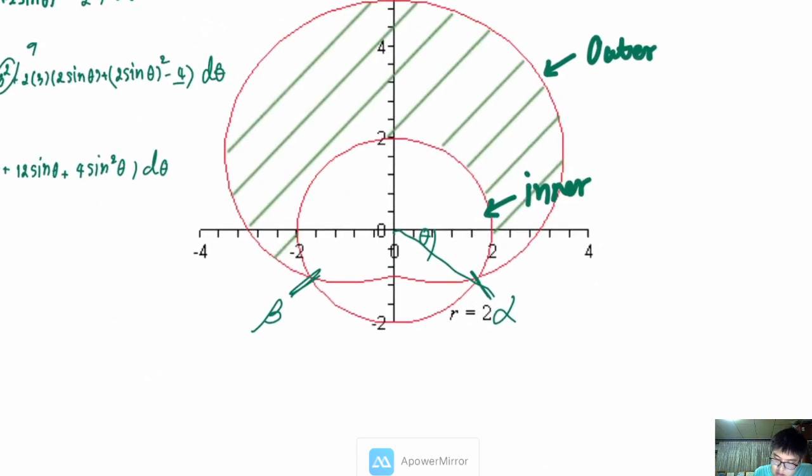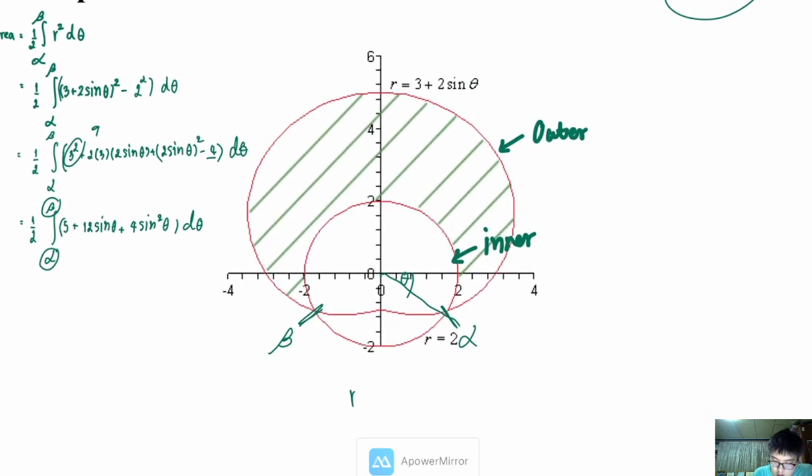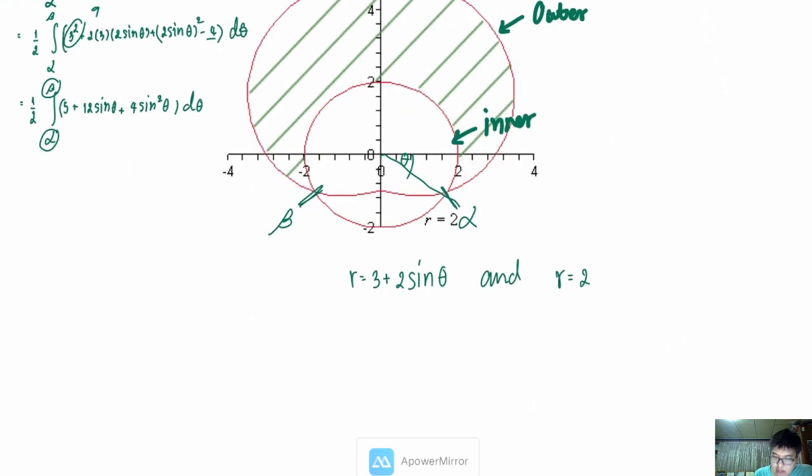But first, I would like you to find the intersection between the two curves. r equals 3 plus 2 sine theta and r equals 2. Then we set them equal: 3 plus 2 sine theta equals 2. Cancel out, leaving 2 sine theta equals minus 1. Like this, sine theta equals minus 1 over 2.